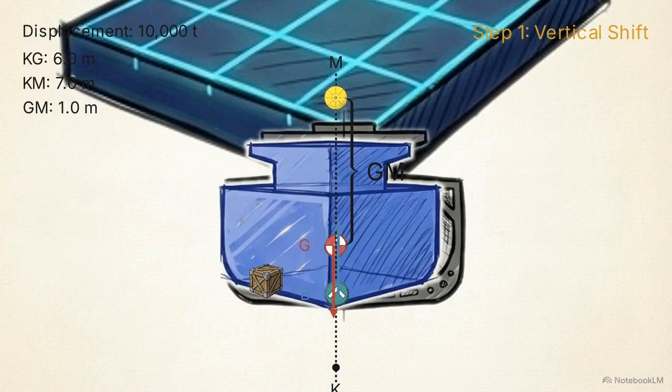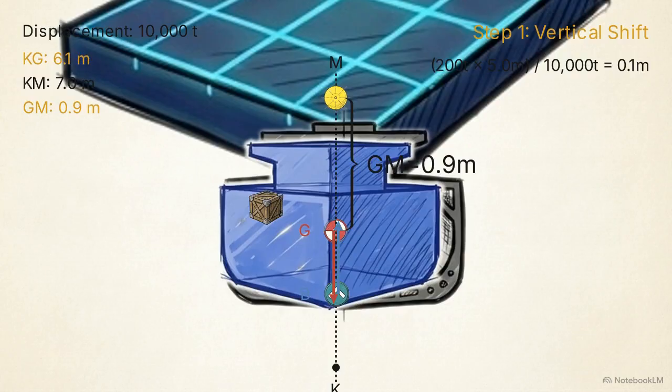The machinery was lifted exactly 5.0 meters upward. To find the vertical shift of the overall center of gravity, we multiply the weight of the cargo by the distance moved and divide by the total displacement. Multiplying 200 tons by 5.0 meters and dividing by 10,000 tons results in a 0.1 meter upward shift. We add this shift to the original 6.0 meter height, resulting in a new overall height of gravity of 6.1 meters. The new metacentric height is found by subtracting the new gravity height from the constant metacenter height. 7.0 minus 6.1 gives 0.9 meters.